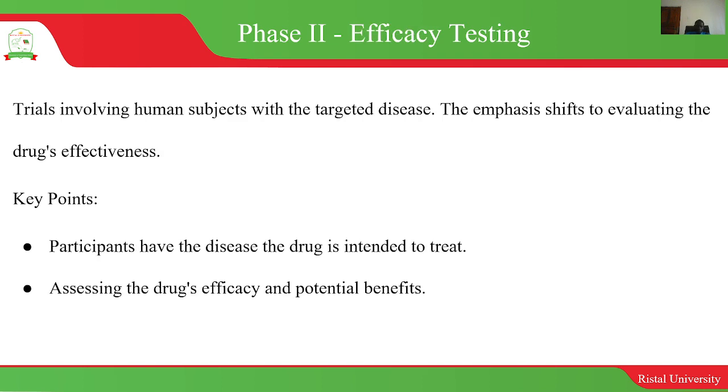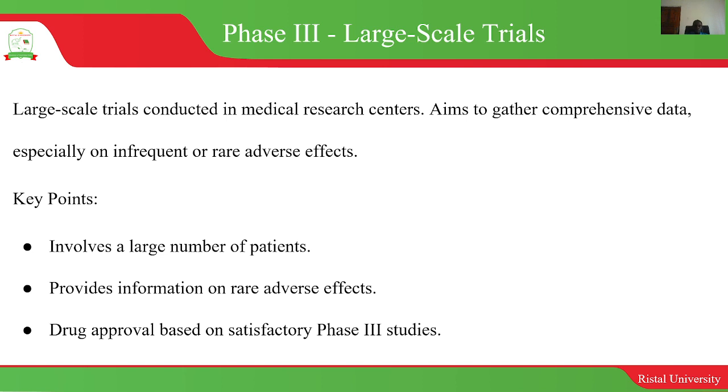Phase two is the efficacy testing. We said trials here involve human subjects with the targeted disease. The emphasis shifts to evaluating the drug's effectiveness. Key point is persistence of the disease and the drug is intended to treat, and then assessing the drug's efficacy and potential benefits. Phase three is now the large scale trials.